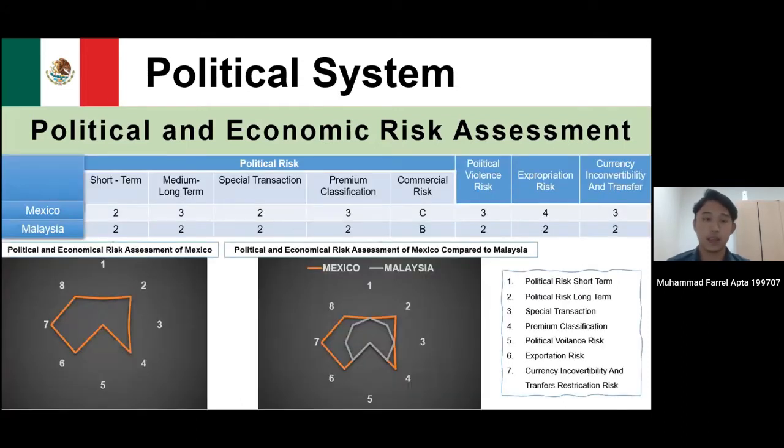In the previous slide, I explained the political and economic risk assessment in Mexico, and in this slide I will compare it with Malaysia. Political and economic risks of Mexico are a little bit similar to Malaysia, but the difference is that the expropriation risk of Mexico is a little bit high, because the risk of expropriation encompasses all discriminatory measures taken by a host government which deprive the investor of the investment without adequate compensation.